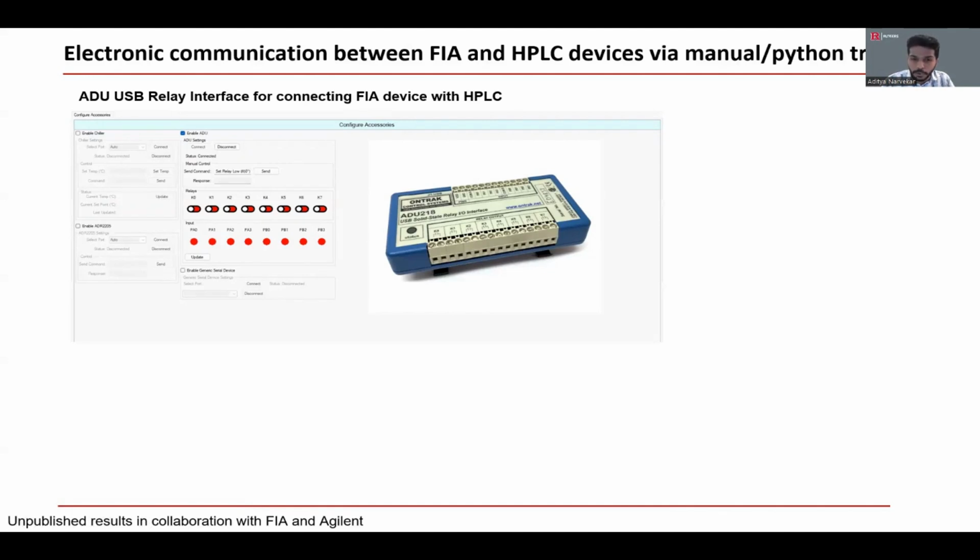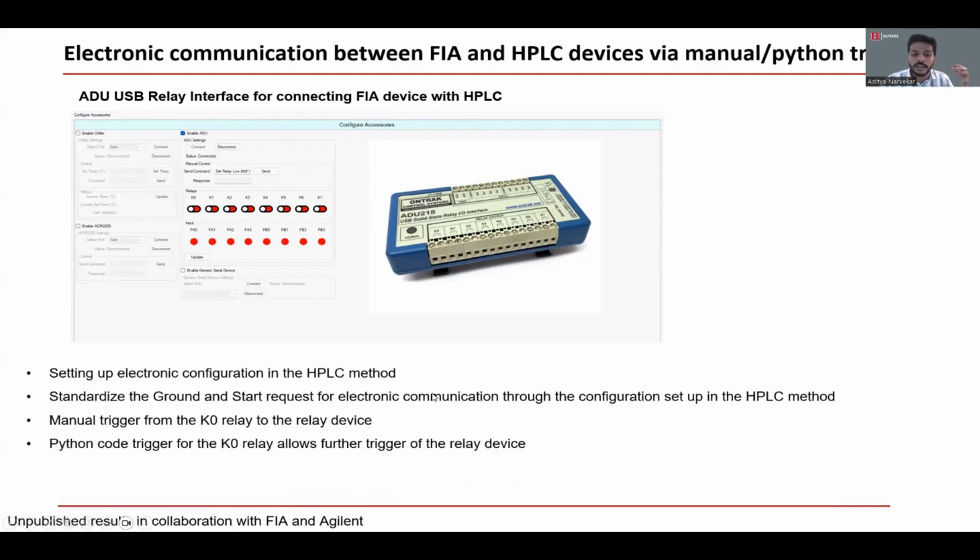Now to one of these ports on the relay device, we can hook up the wires from the HPLC, and then we trigger the HPLC by means of the FIA device software and see if it is able to take the signal. So we did a lot of standardization in setting up the electronic configuration. We standardized which wire will act as a ground, which wire will act as a start request. We manually triggered the whole electronic communication between the FIA device and the HPLC.